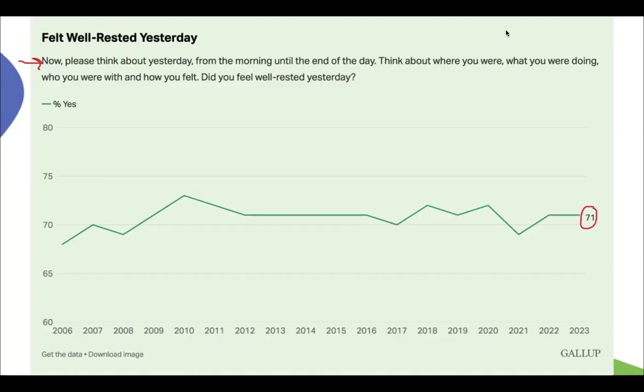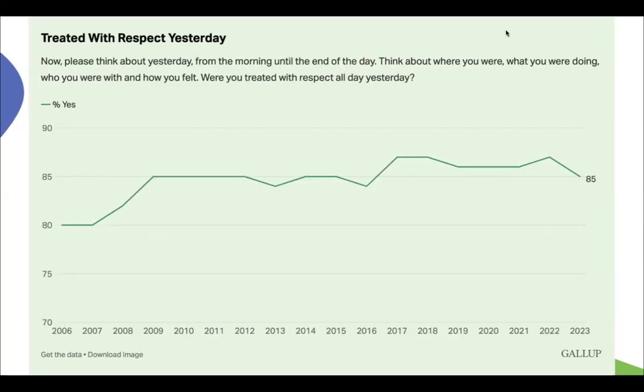Now, if you take a look at where things were, it looks like they were at their highest in 2010, and 2006, it looks like it's low also, and also low in 2021. Okay, so this is for feeling well rested. We have these for all 5 of those positive experience components.